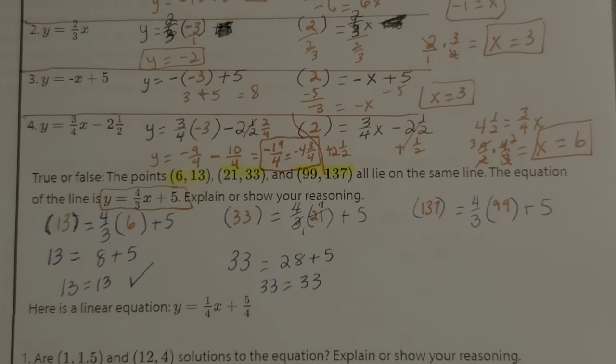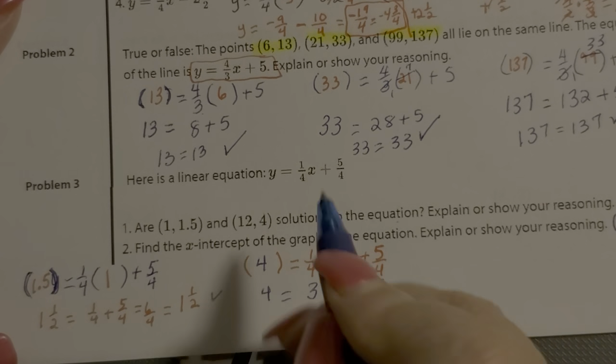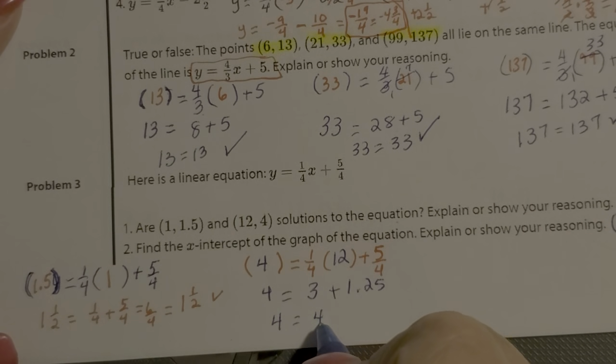Let's check the other point. 4 is equal to 4. 1/4 of 12 is 3. 5/4 is 1 25/100. If I add 3 and 1, that's 4, but I have an extra 25/100. So 4 is not equal to 4 25/100. So this point is not on the line.